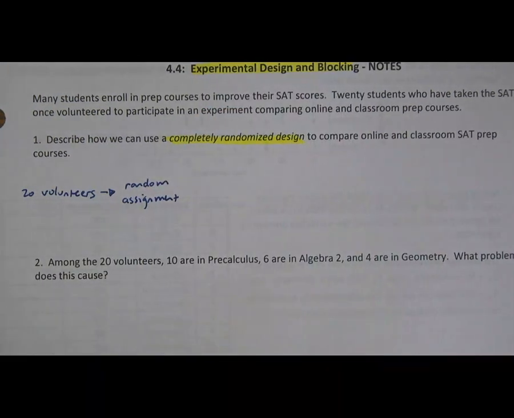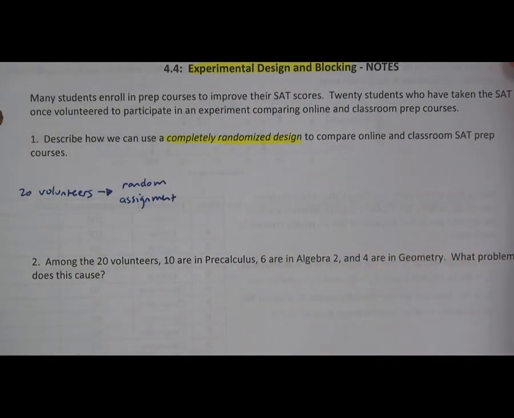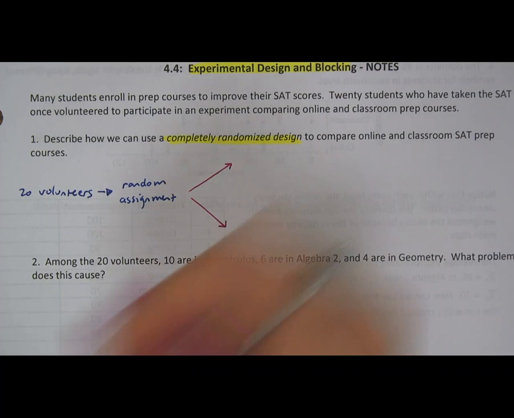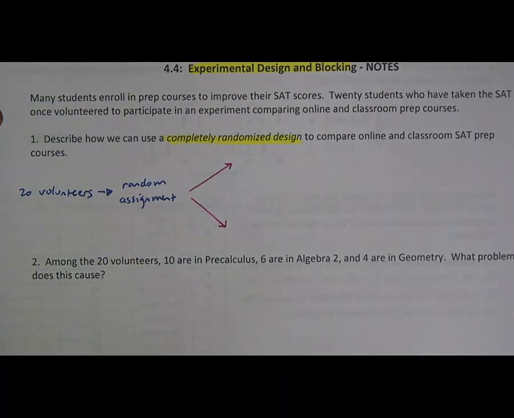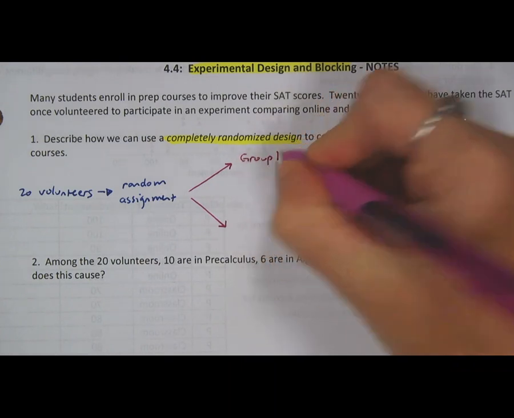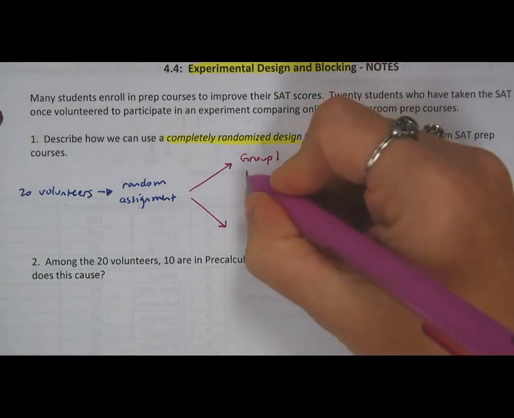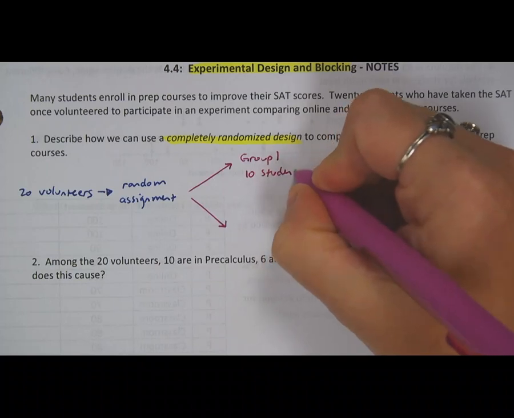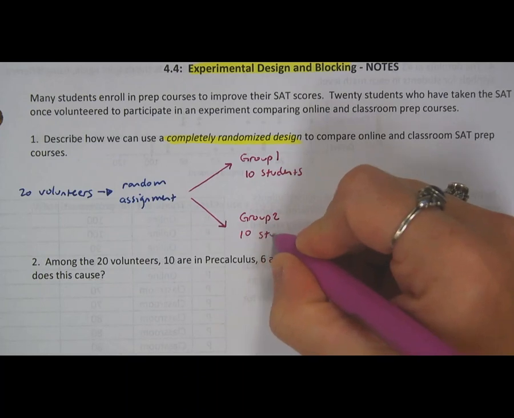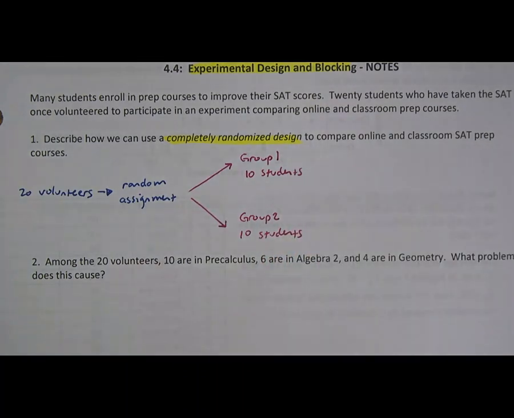So 20 people said, yeah, we'll participate. But what I need to do is randomly assign them to a treatment. We are comparing online versus classroom prep courses. So we're going to split them into as much as we can. Since there are 20, we can split them up 10 and 10. We're going to say that group 1, 10 students. Group 2, 10 students.